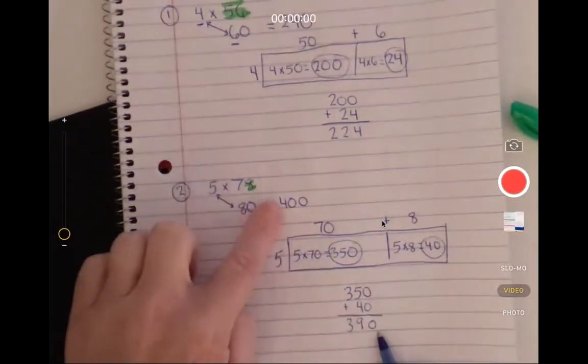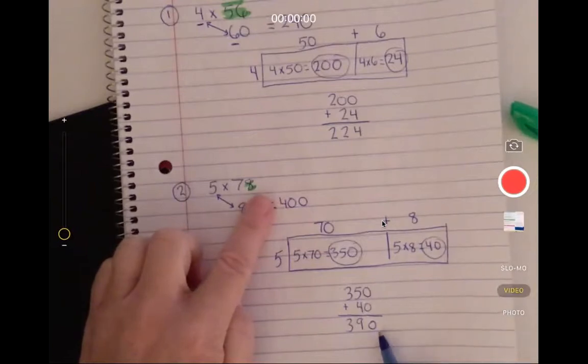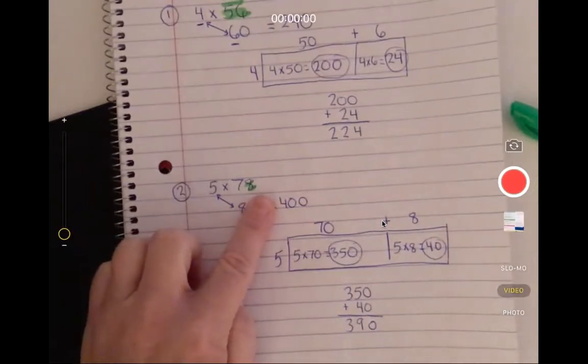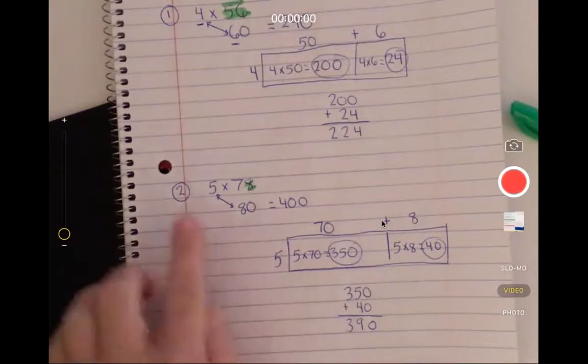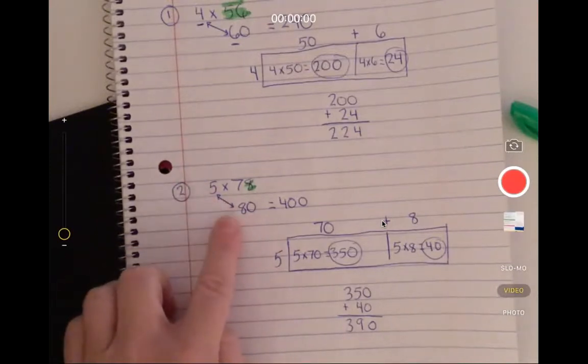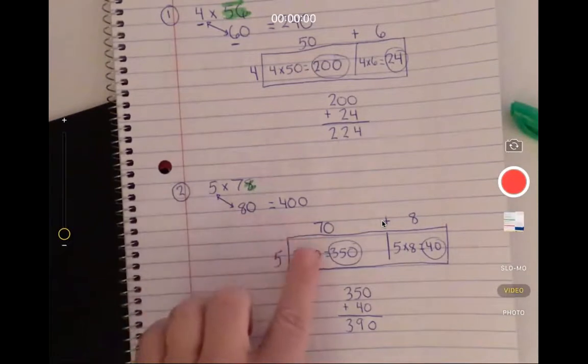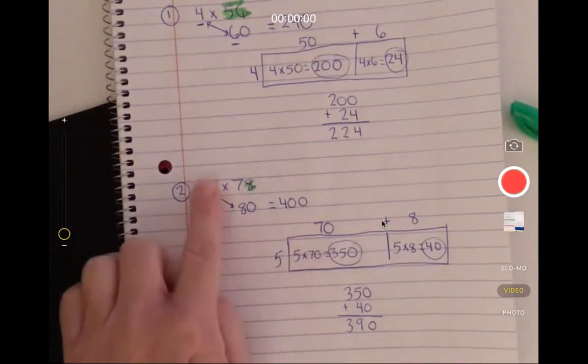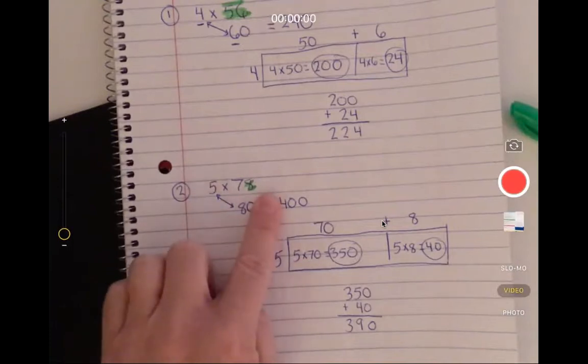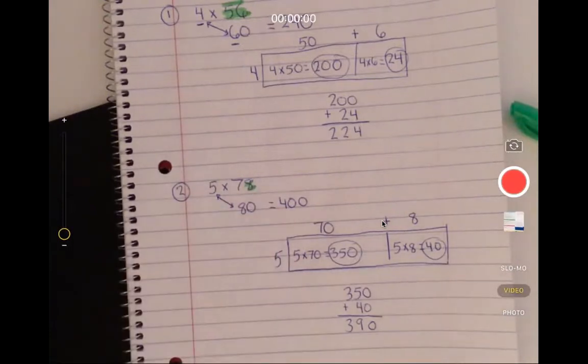When I estimated, I got 400. Definitely in the ballpark. So that kind of gives me a gauge. Did I do it correctly? With this estimating, it just makes it kind of quick. I don't have to do an area model when I'm estimating. I'm doing that so that I can check myself, see if I'm in the ballpark.